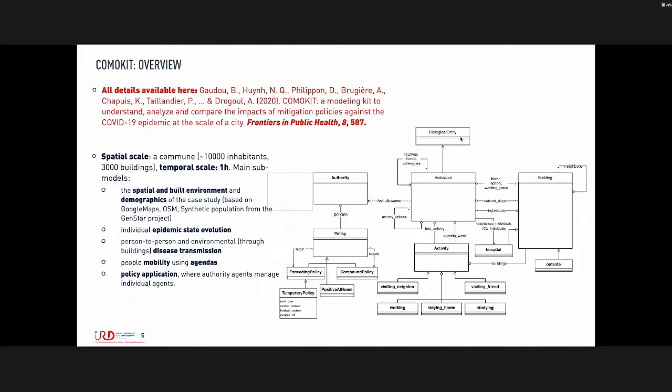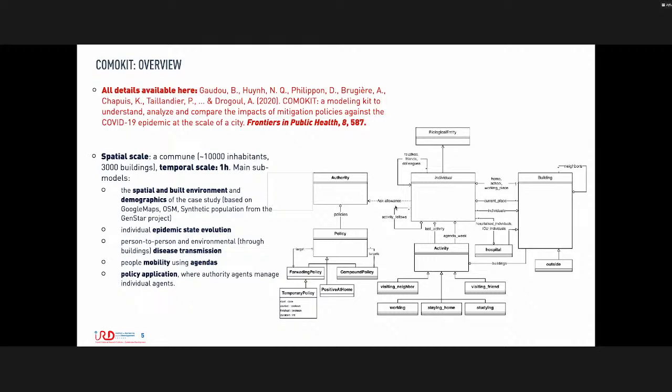So the overview of ComoKit, you have all the details in a paper we published in Frontiers in Public Health in August 2020, I think. The whole ComoKit is organized around five main entities. The first entity, the individuals, people, okay? So we take people individually, the buildings where they live, where they work, where they study, the authority, and then two abstract entities of the model, which do not have a concrete correspondence in the world in terms of objects or people. So policies on one hand and activities of people on the other.